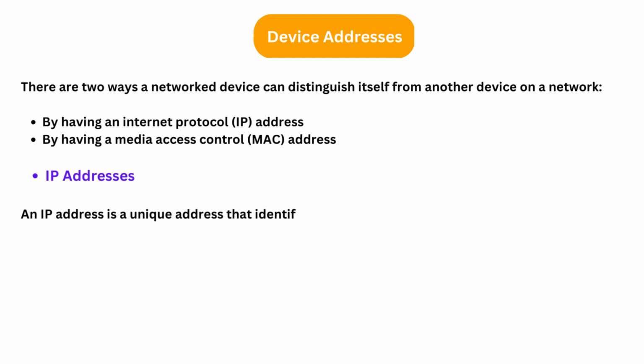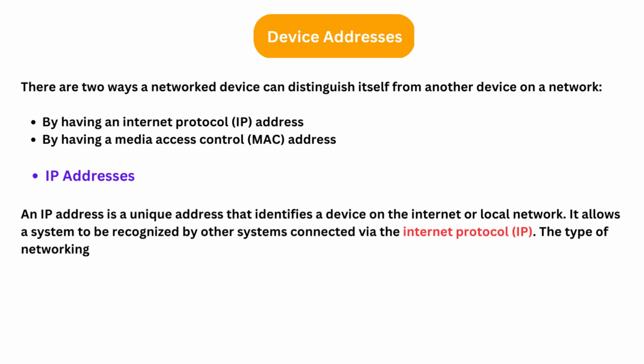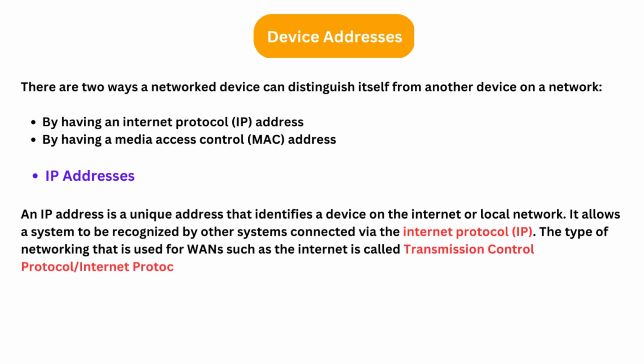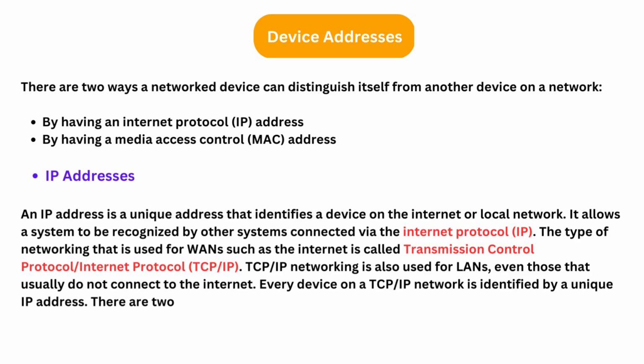IP addresses. An IP address is a unique address that identifies a device on the Internet or local network. It allows a system to be recognized by other systems connected via the Internet Protocol, IP. The type of networking that is used for WANs such as the Internet is called Transmission Control Protocol Internet Protocol, TCP/IP. TCP/IP networking is also used for LANs, even those that usually do not connect to the Internet. Every device on a TCP/IP network is identified by a unique IP address.